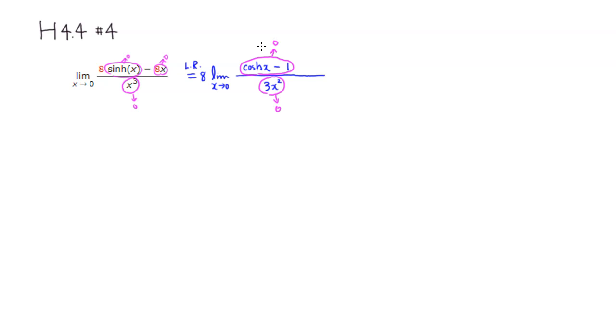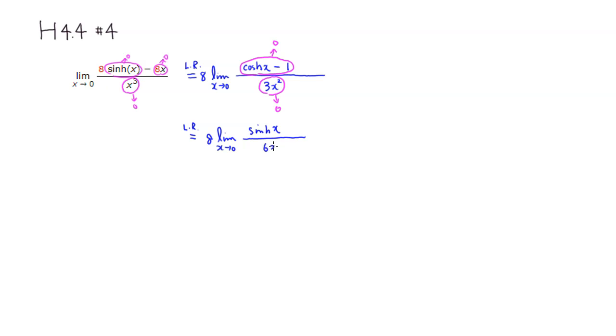So we still have 0 over 0, so we can apply L'Hopital's rule again. This is another application of L'Hopital's rule. So you have 8 times the limit as x approaches 0. The derivative of hyperbolic cosine is hyperbolic sine, and the derivative of 3x squared would be 6x.